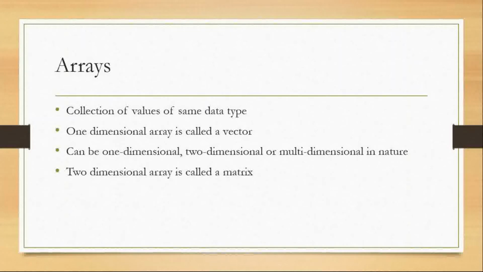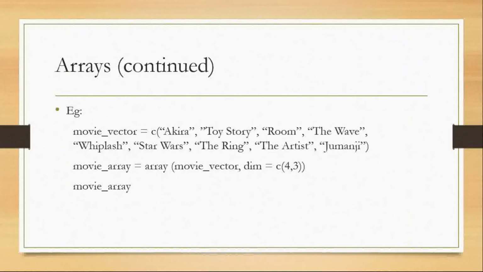performed on it. A two-dimensional array is called a matrix, and any other dimension, that is three dimensions or more, is a multi-dimensional array itself. So arrays have two special cases, which are vectors and matrices. A vector is a one-dimensional array and a matrix is a two-dimensional array. Let's see an example related to arrays.